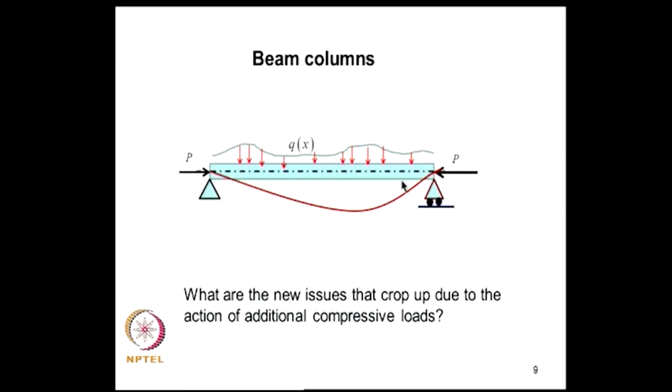So, consider a so called beam column. A beam column carries an in plane load p as well as a transverse load q of x. Now, in absence of p, we know how this structure behaves. Now, the question that we are asking is, what is the influence of p on the transverse behavior of this structure, not the axial deformation? Axial deformation is understood due to p, but there will be an interaction between the effects due to p and q that leads to newer issues, and this is what we need to understand.